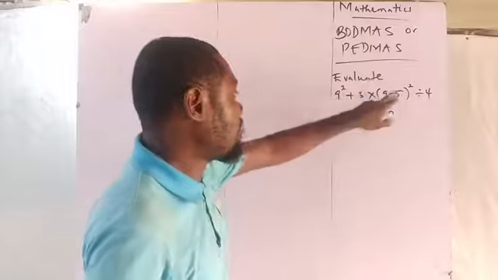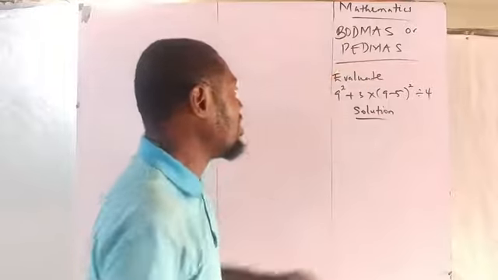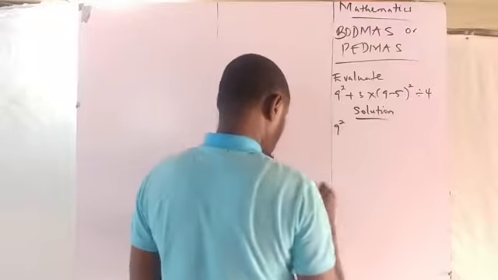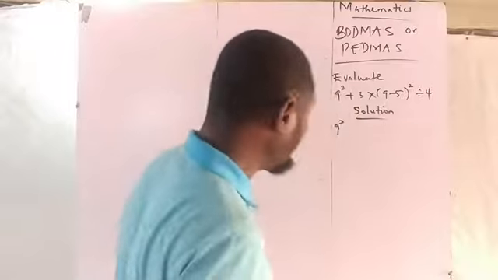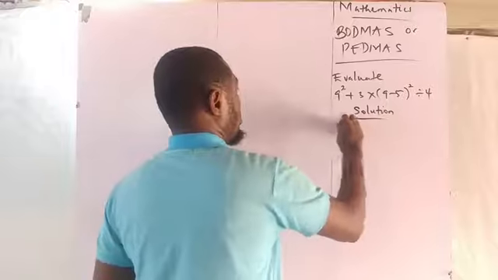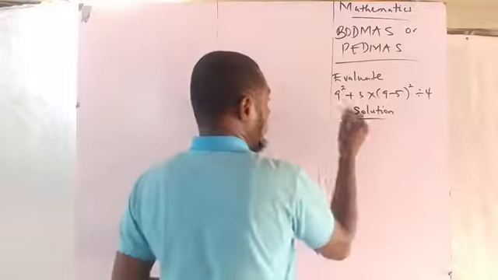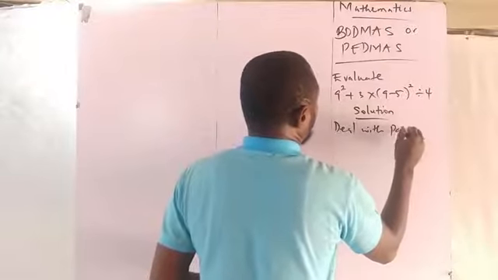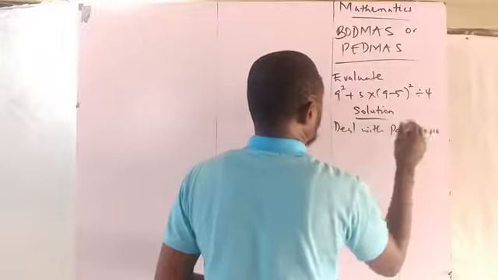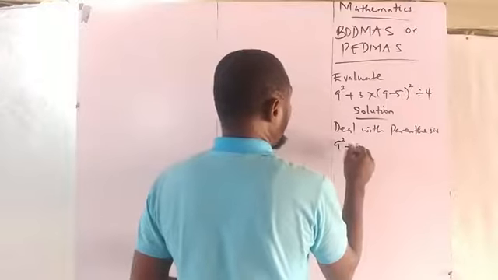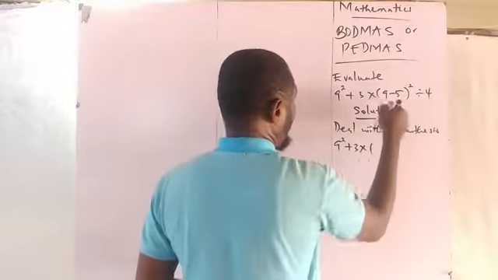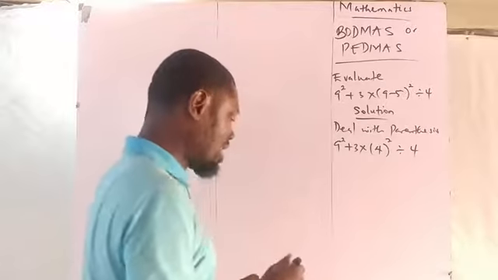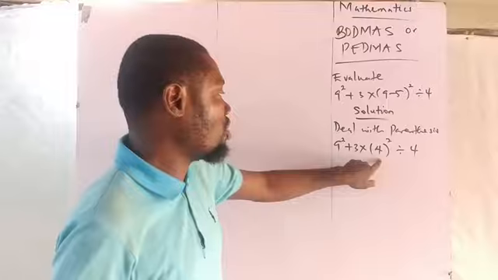So if we want to start with this, which is the bracket or the parenthesis, we'll be having 9 square. But let me help you, in case you're studying, in case you want to do some other problems. So I'll write: deal with parentheses. So I have 9 square plus 3 times what I have there will be 4 squared divided by 4. 9 take away 5 is 4. So I've dealt with that.